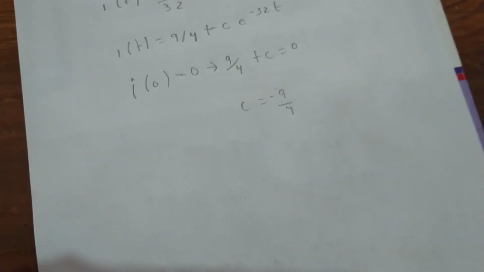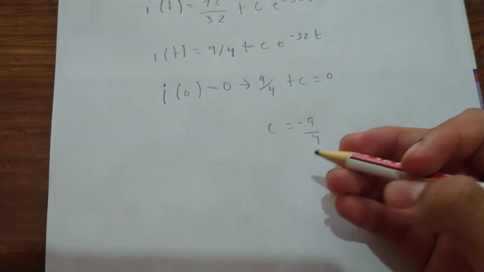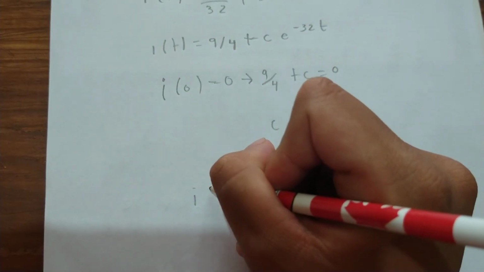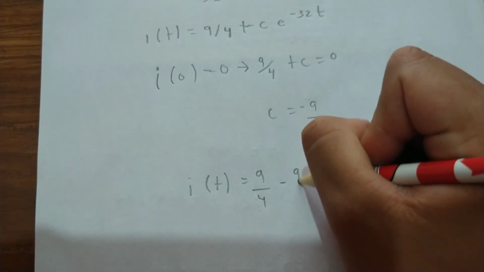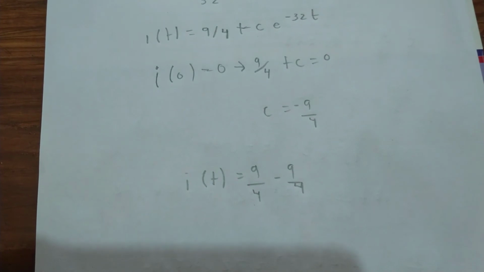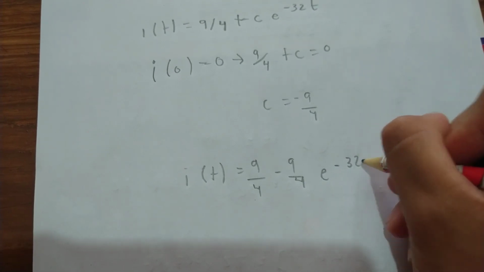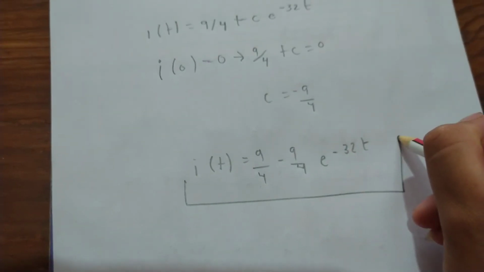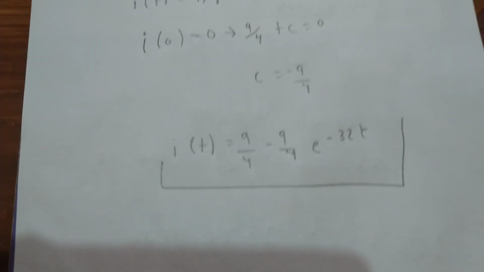So our function i of t tells us the current is equal to 9/4 minus 9/4 times e raised to the power of negative 32t. So this is the function that we are looking for, that will tell us the current at any time t.